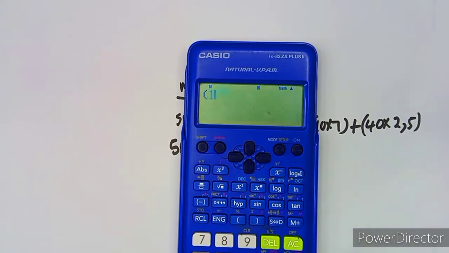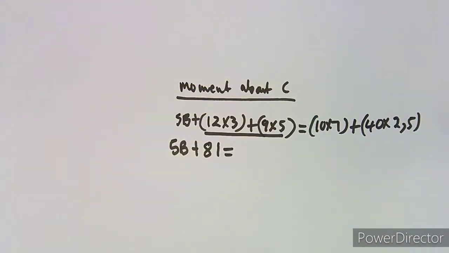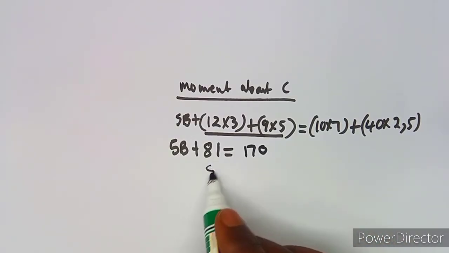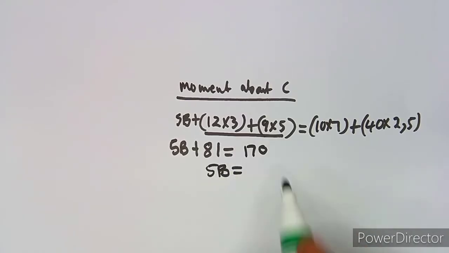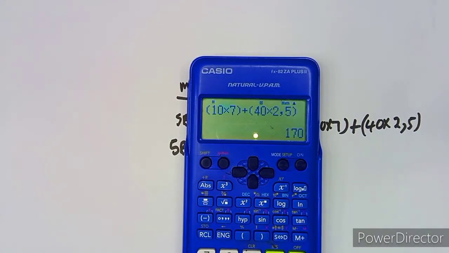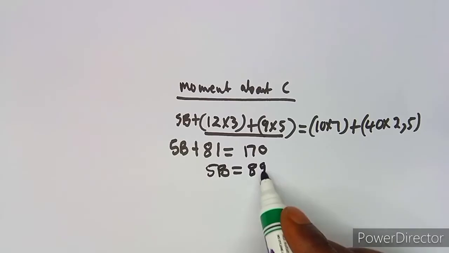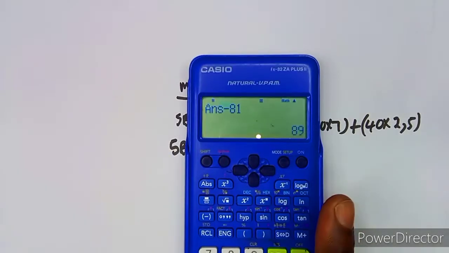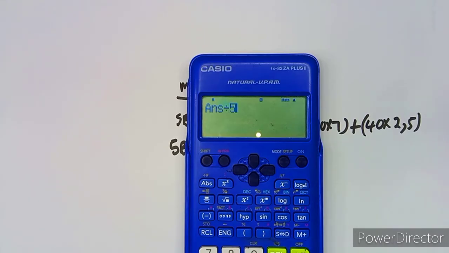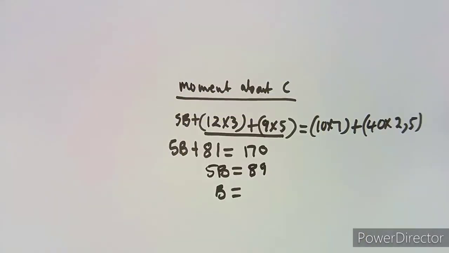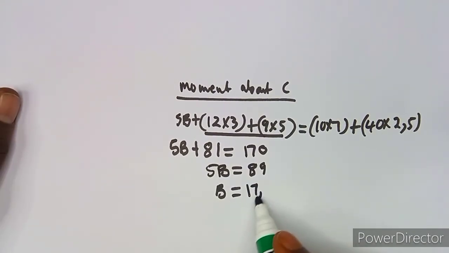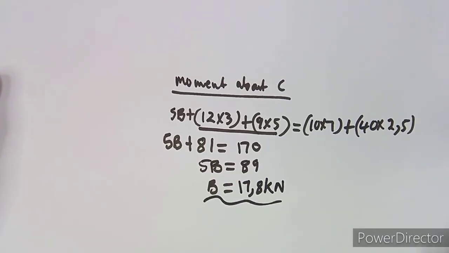Combine those ones on the other side. That is 10 by 7 plus 40 by 2,5. Okay, you combine these, you're going to obtain 170. Okay, that's 170 in this case. So take this, we are going to remain with 5B. Transpose 81 to the other side, it is going to subtract. That's 170 minus 81, which is going to be 89. Then we divide by 5, so B is going to be 89 divided by 5, which is 17,8. So you're going to obtain 17,8 kilonewtons like this. Okay, so this is what we have on B.